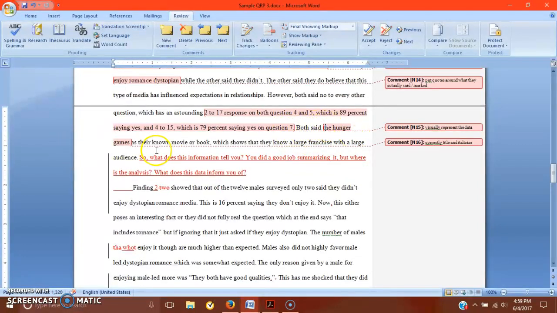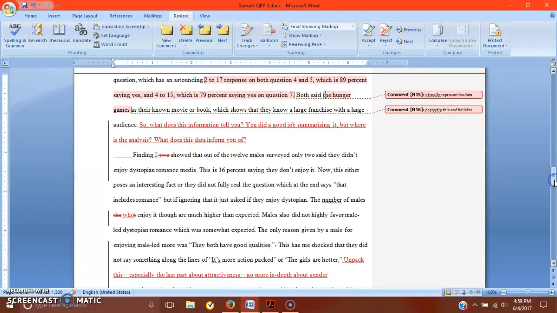Both said the Hunger Games as their known movie or book, which shows that they know a large franchise with a large audience. So I just put, so what does this information tell you? She basically summarized her first finding, which she didn't really include because there was no chart, graph, or table. And then I said, you did a good job of summarizing, but where's the analysis? What does this data inform you of?